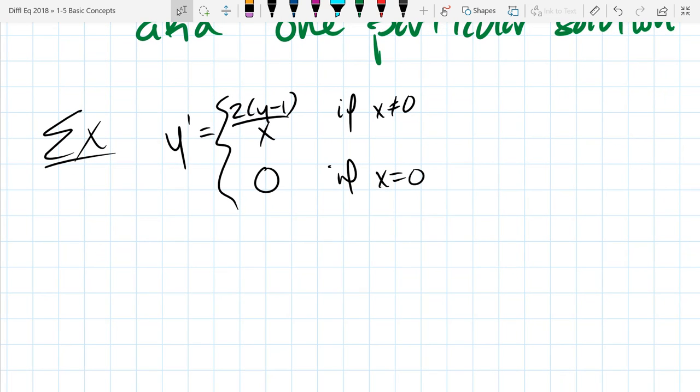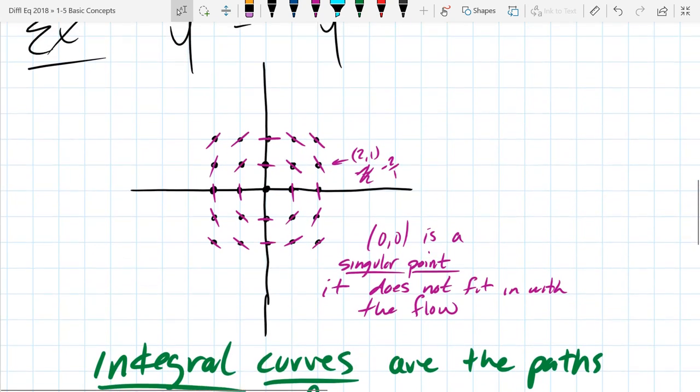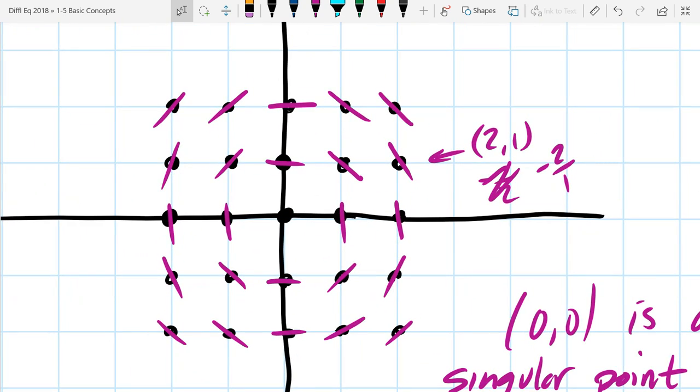So we'll do the same negative 2 to 2, negative 2 to 2 on the x and the y. So graph 25 slope points. And obviously it's a different flow than what we got last time. You should not get a circle flow, but this is what we're doing.